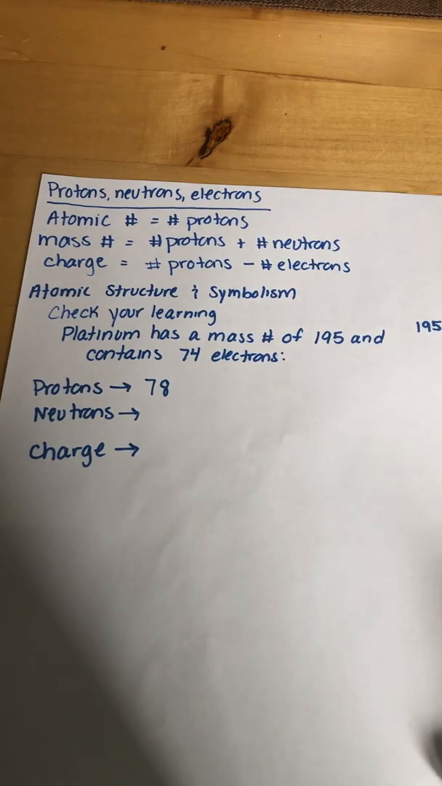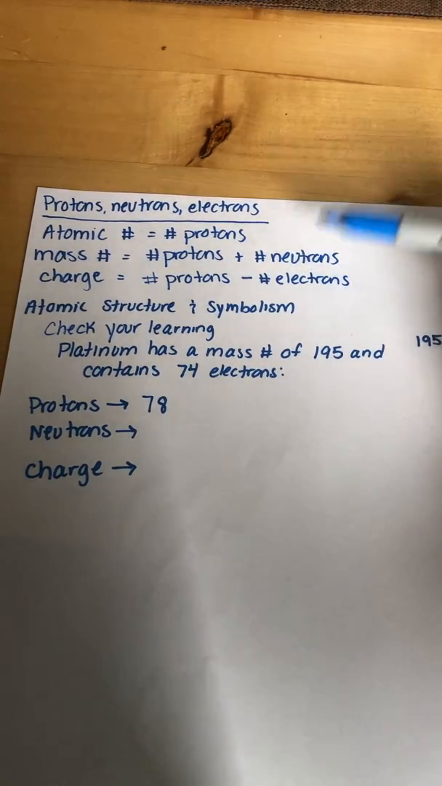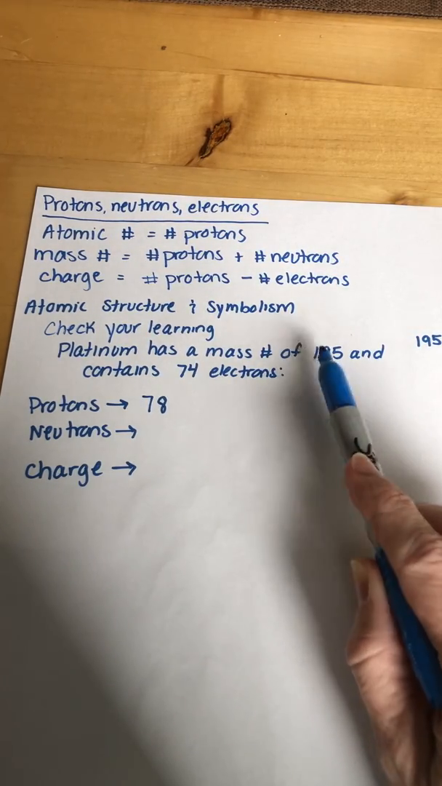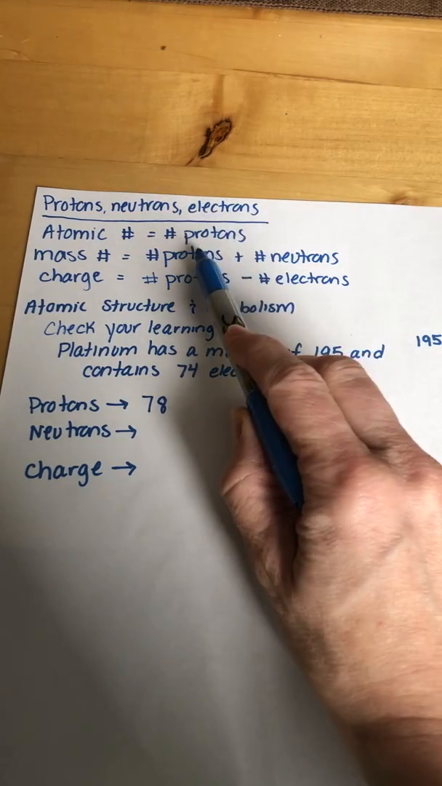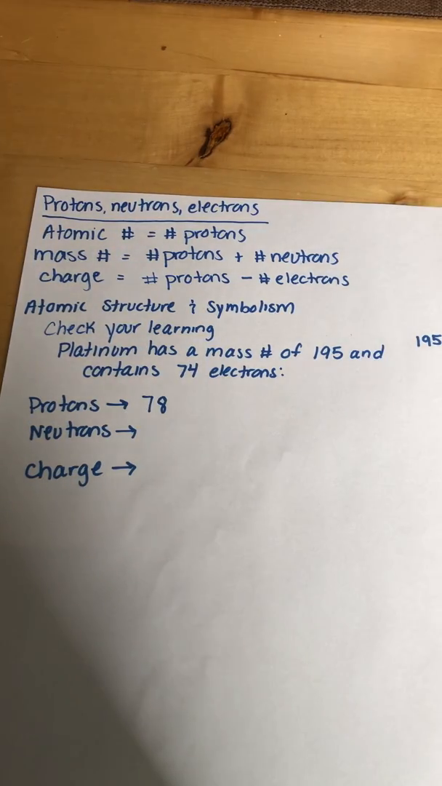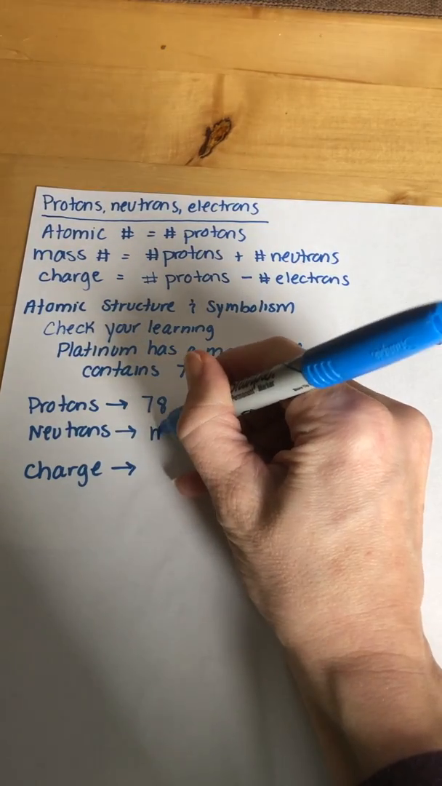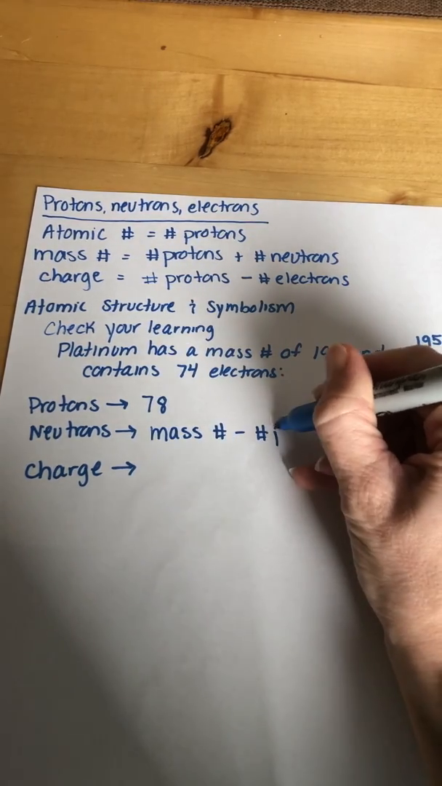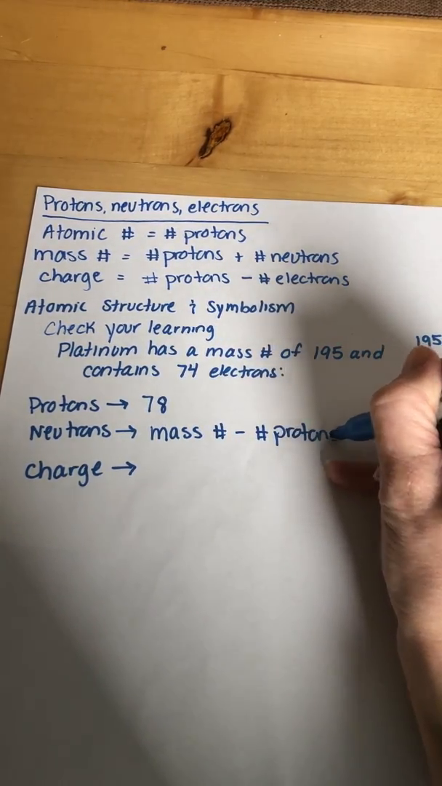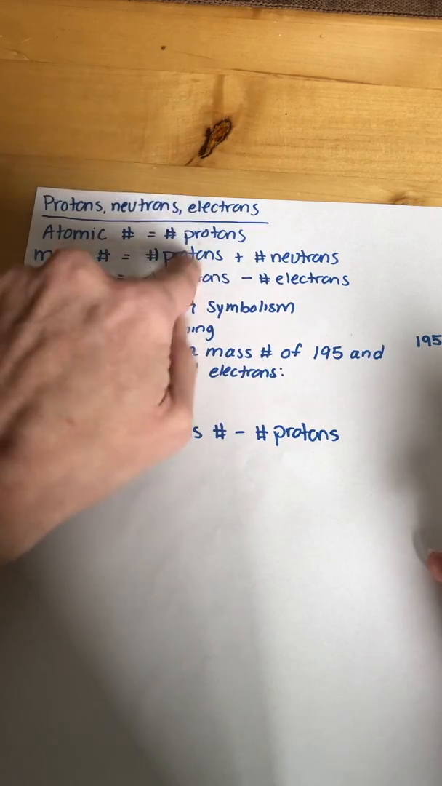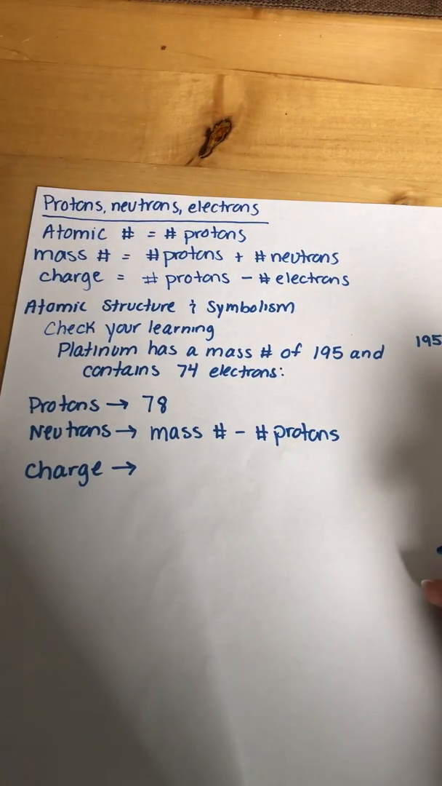To find our neutrons, I know neutrons can be found if I know the mass number and the protons. Protons plus neutrons is my mass number, so I can do some really simple rearranging of this super basic equation. If I want to solve for neutrons, I take the mass number and subtract out the protons. This is your basic setup, and you might be asked to solve for any one of those. Just be able to rearrange that super easy equation.